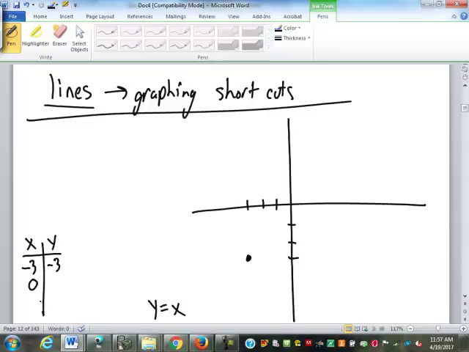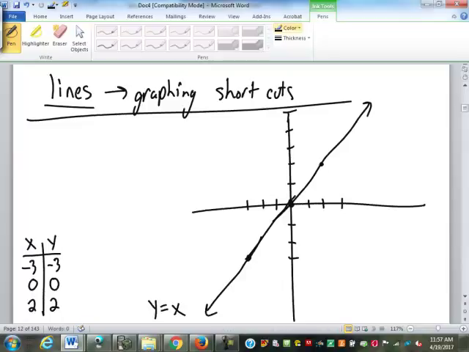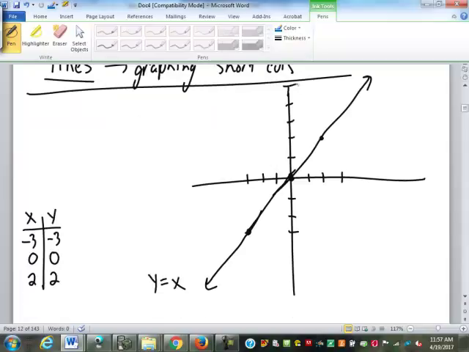If x is 0, what's y have to be? 0. Very good. Y equals x. If x equals 2, what's y have to be? 2. Good. So that gives us a point here at 2, 2. We can see that all it takes is 3 points to verify that that's a line. Technically, all we need is 2 points to create a line, but I usually do the third one just to verify that it is a line. So that's the simplest form of a linear equation we can come up with, y equals x.